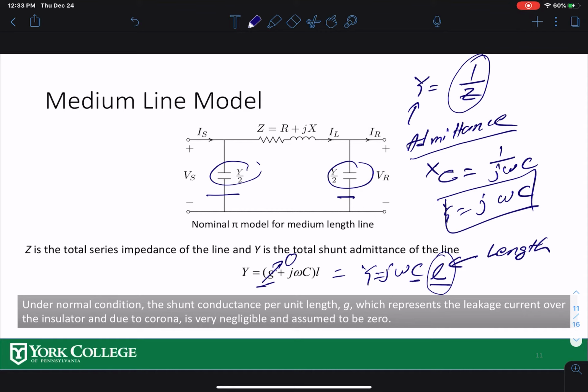And what is G over here? G is conductance. We assume that there is no current conduction between the lines because the resistance between them is really high, so that's why conductance is 0. It's an open circuit. So with this, this is the model for the medium line. We cannot ignore the capacitance anymore, so we get the capacitance for the whole line, say a 150 mile line, and divide it on both sides to match with our model.